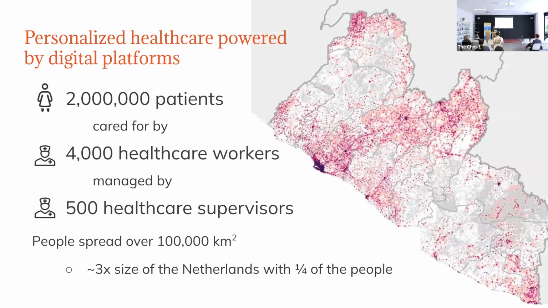The map here shows the population density. So there's a large population in Monrovia in the dark purple, and then the population is spread throughout the country. Liberia has a total population of 4 million people. We will be focused on caring for the 2 million that are mainly outside of Monrovia. And for comparison, again, Liberia is 3 times the size of the Netherlands and has around a quarter of the population. So they will be cared for by 4,000 community healthcare workers, and those are managed by 500 healthcare supervisors.